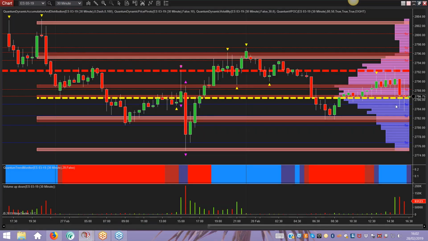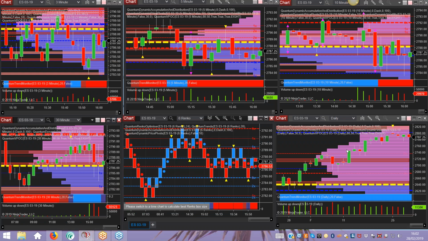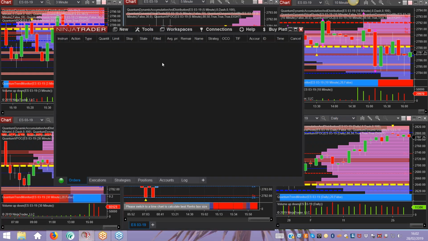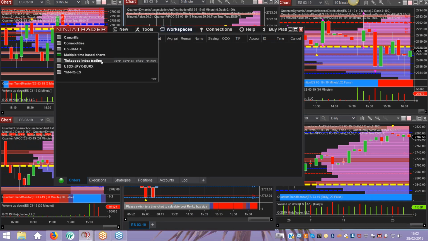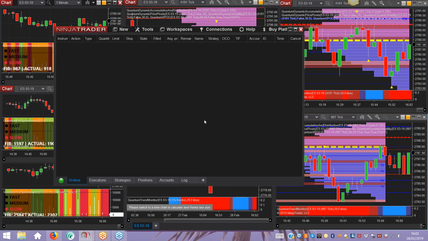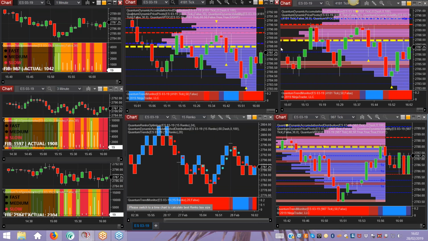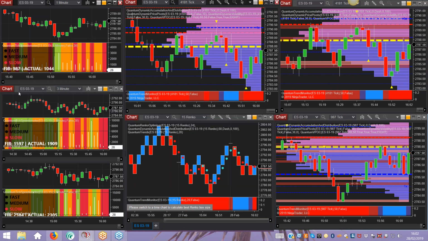Down onto the 30 minute, really says it all. Long-legged doji, daddy legs candles, that's it. Sat on the volume point of control, really not going anywhere. And that's the daily. Let's just go back to the tick charts. Won't be saying anything different other than really just confirming that picture.